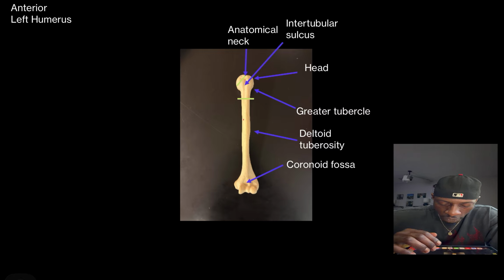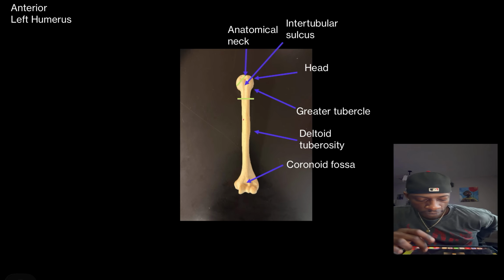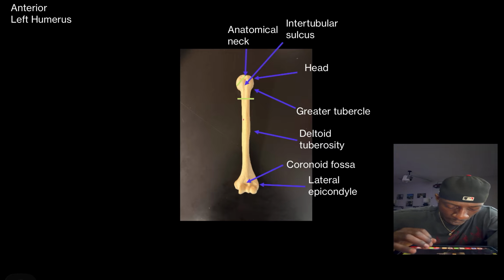Next, we have the coronoid fossa, that deep depression right there, as you can see in the bottom of the humerus. Next, on the outside of the bottom right edge, you can see right there is a little notch. We're calling that the lateral epicondyle, and lateral because there's one on both sides.